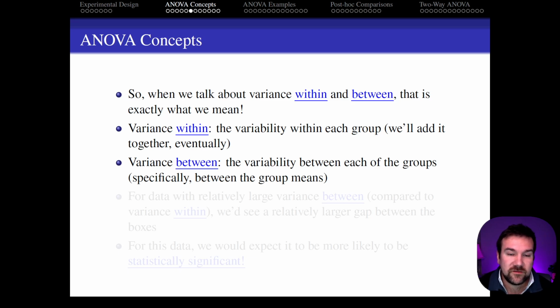Variance between, this is the variability between each of the groups. So we're going to look at the variance in the group means. And so when we talk about variance within, variance between, or you'll hear the term sum of squares within, sum of squares between, we'll get there later in this video. When you hear those things, realize that I literally mean within, inside of each group, and between, meaning between the different groups.